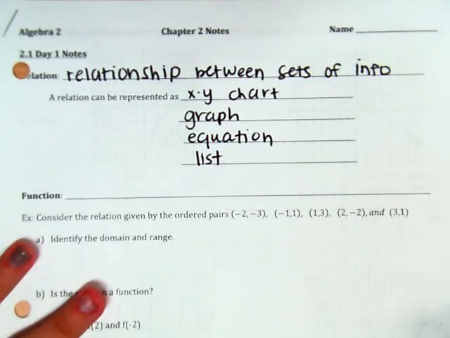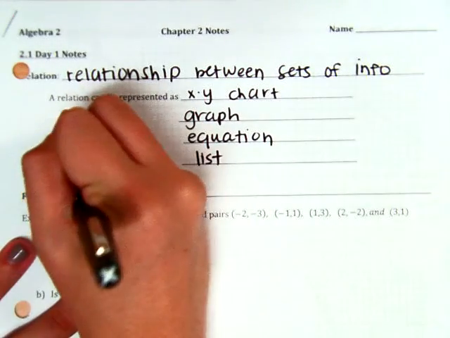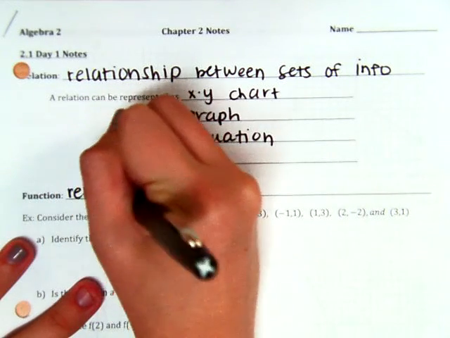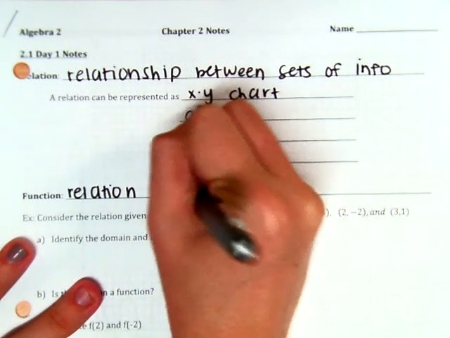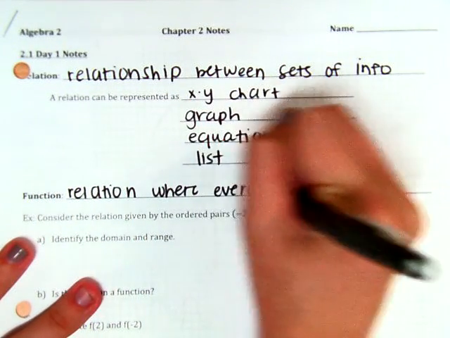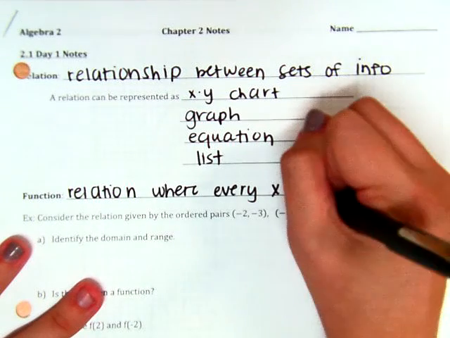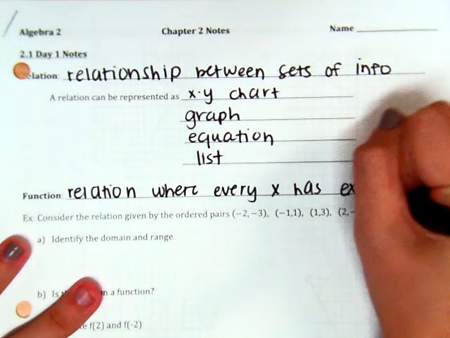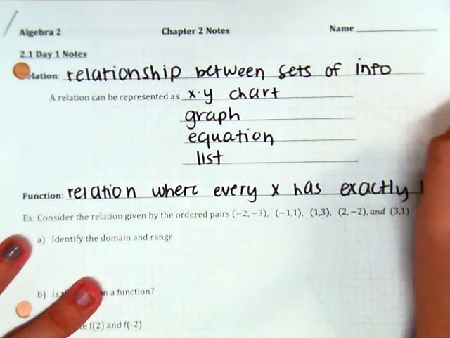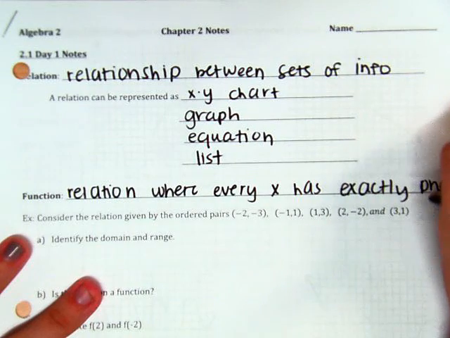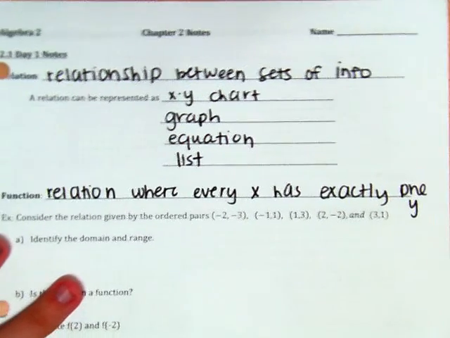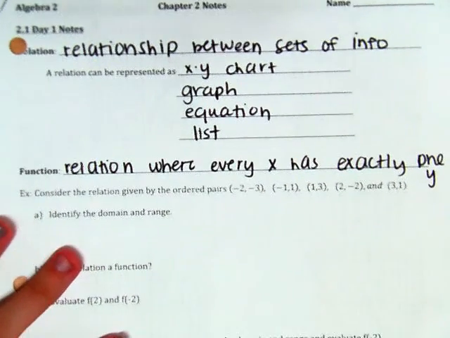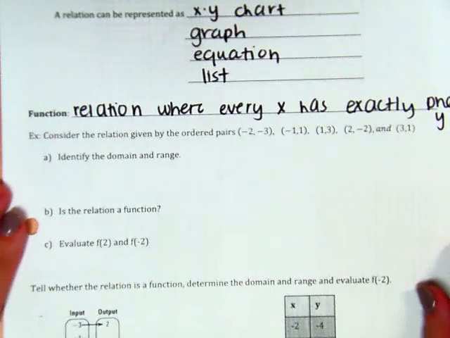A function is a relation where every x has exactly one y. Every x has exactly one unique y. So we'll look at kind of what that means.